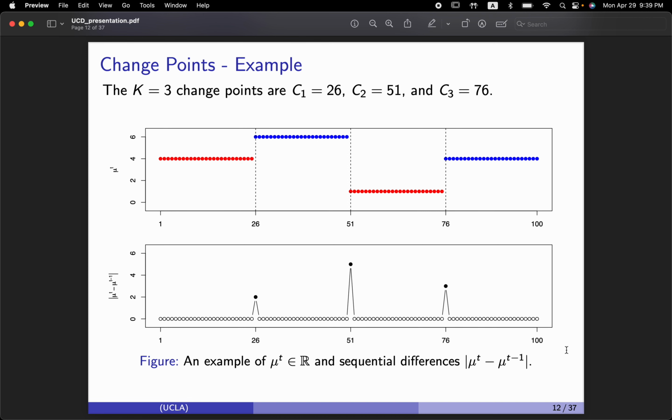So this is our demonstration of a change point in one dimension. But in our case, we are working with the prior parameter in d dimensions.